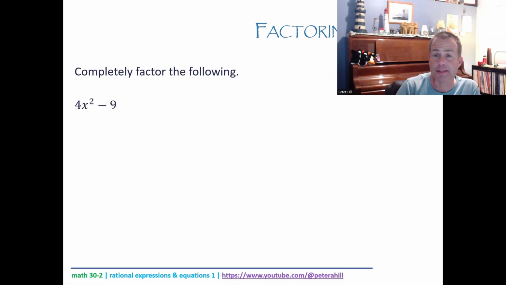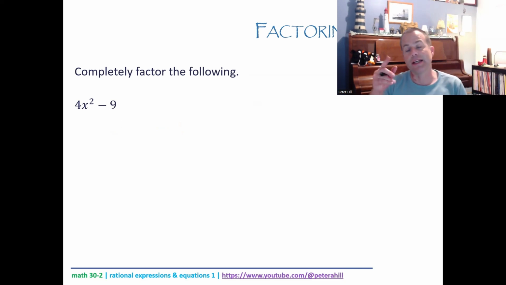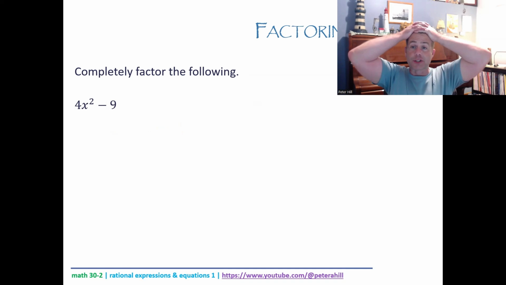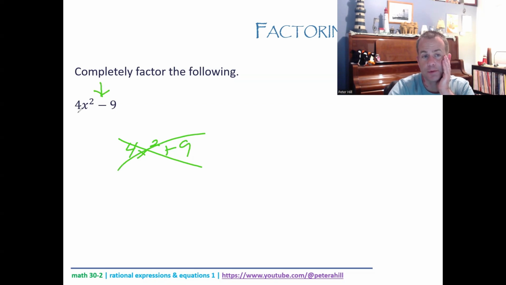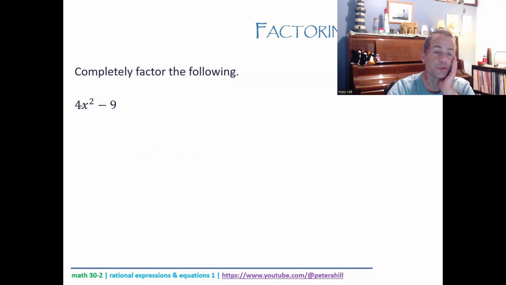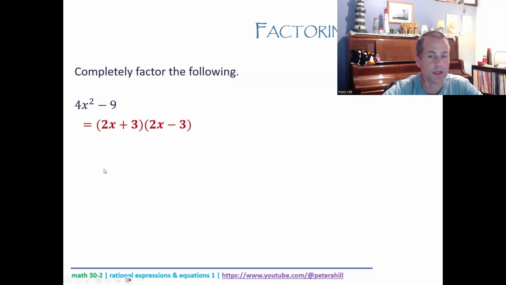Okay, 4x squared minus 9. We're still practicing the same thing, friends. This is still a difference of squares. I should clarify, difference means subtraction. So if I had said 4x squared plus 9, that's no bueno. There's nothing I can do with that. It has to be a perfect square minus a perfect square in order to think about difference of squares. The square root of 4x squared is 2x, and the square root of 9 is 3. So that's going to be 2x plus 3 and 2x minus 3.